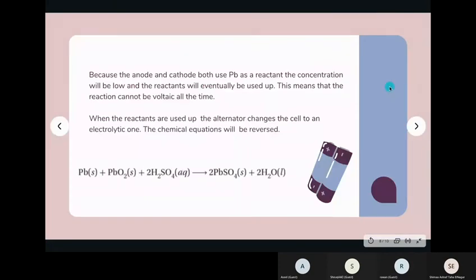Because the anode and cathode both use lead as a reactant, the concentration will be low and the reactants will eventually be used up. This means that the reaction cannot be voltaic all the time. When the reactants are used up, the alternator changes the cell to an electrolytic one. The chemical equation will be reversed. So it used to be lead plus lead oxide plus sulfuric acid. Now the water that has been produced from that equation and the lead sulfate will be the reactants, and the products will be sulfuric acid, lead oxide, and lead.